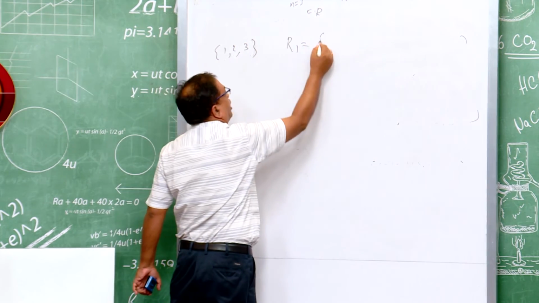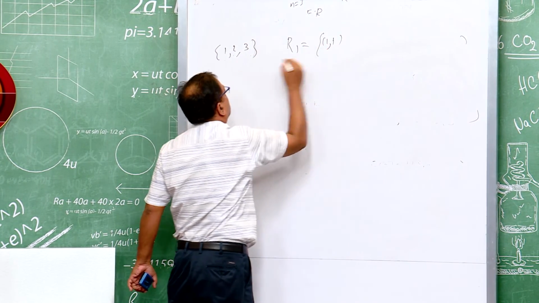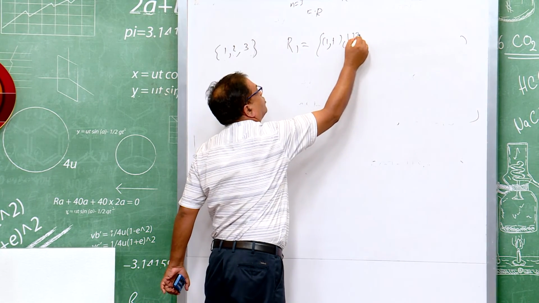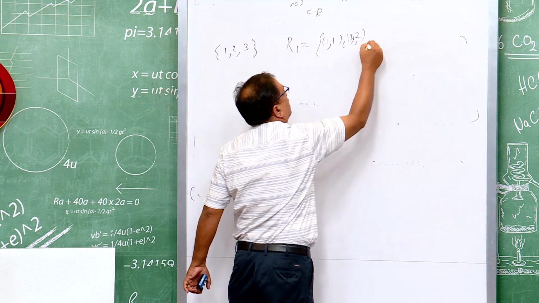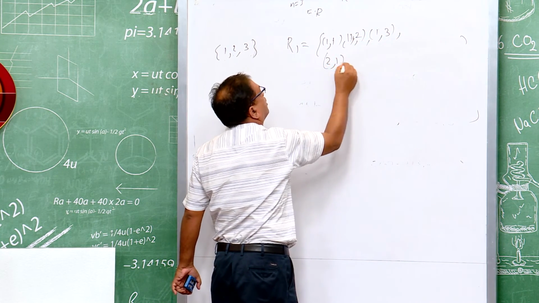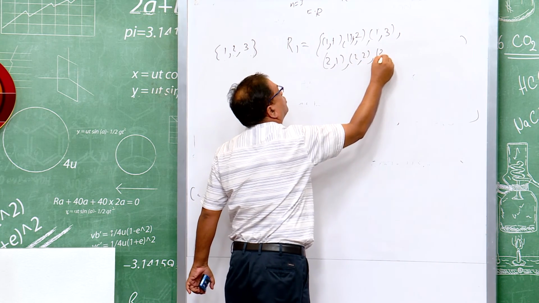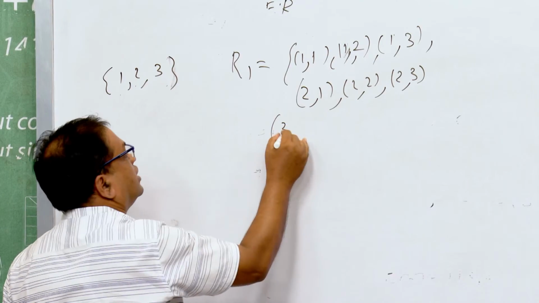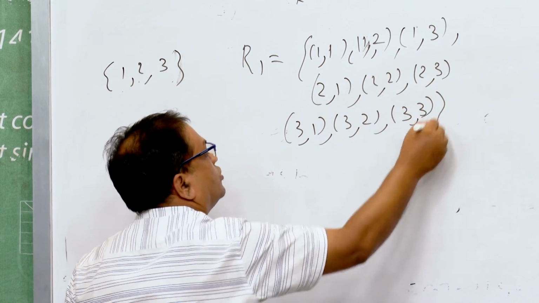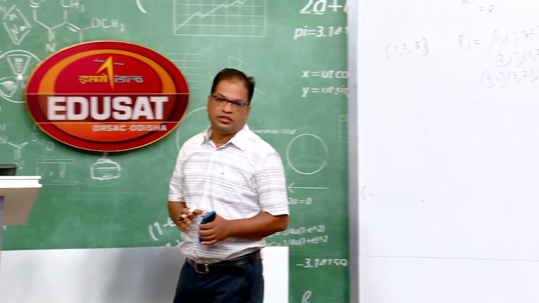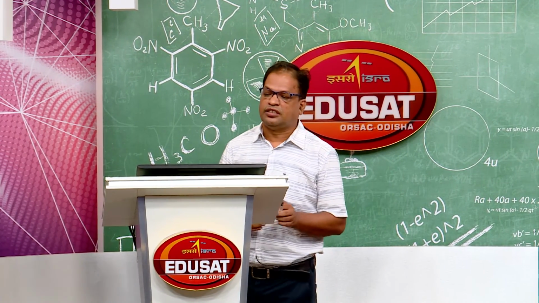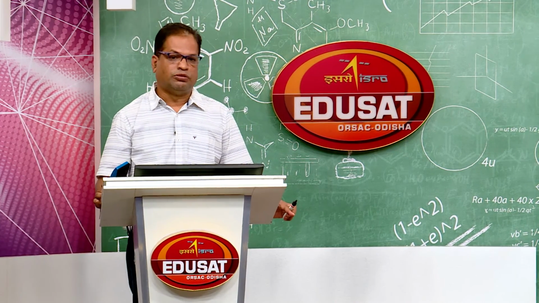1 can be related to 1 because 1 is there, then 1, 2, then 1, 3, then 2, 1, 2, 2, 2, 3. Similarly, 3 can be related to 3, 1, 3, 2. All elements are related to each other. So, this is the corresponding equivalence relation. So, corresponding to the partition 1, 2, 3, there is another, that is the equivalence relation R, that is the universal relation.